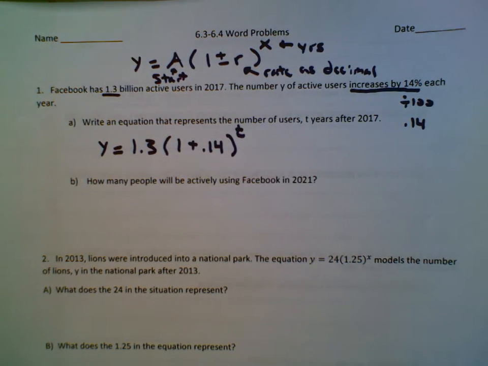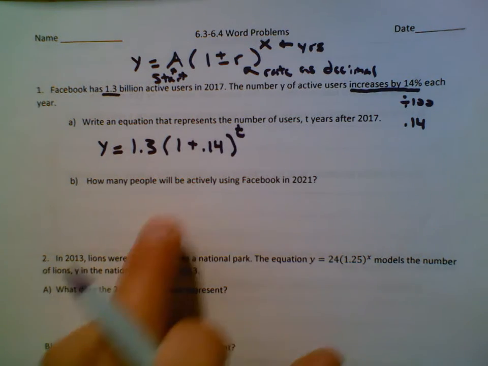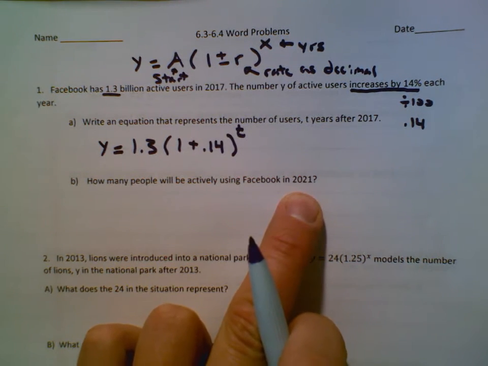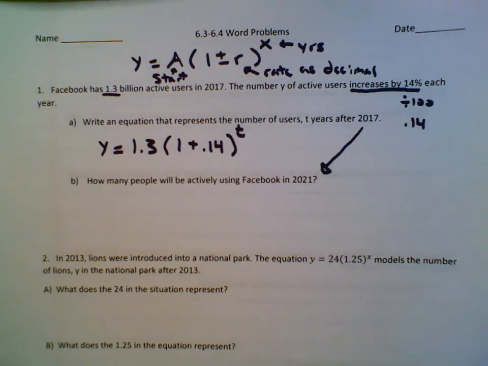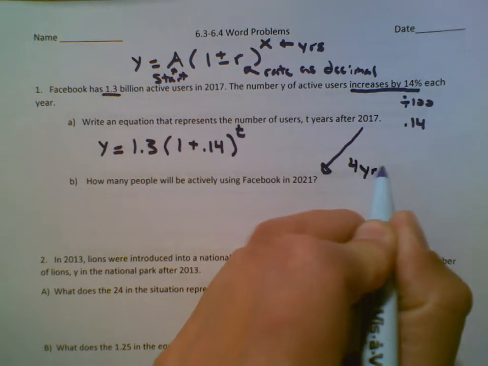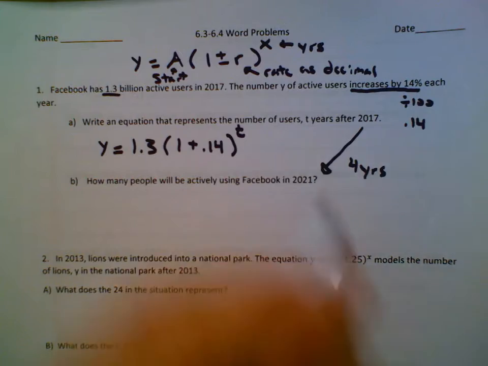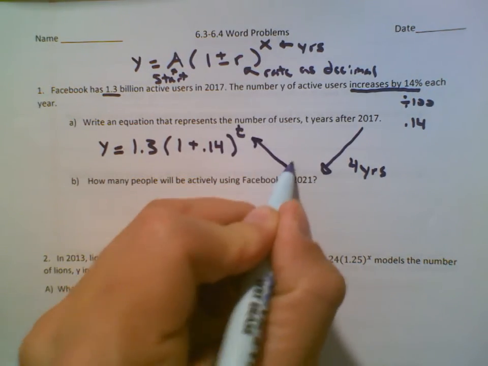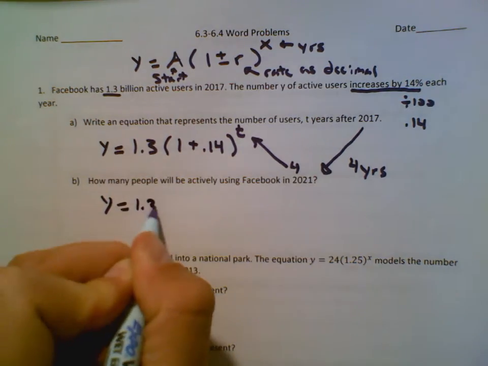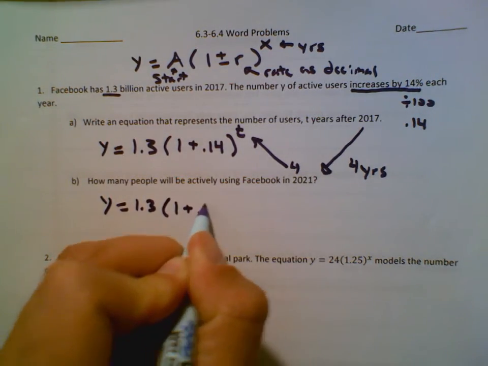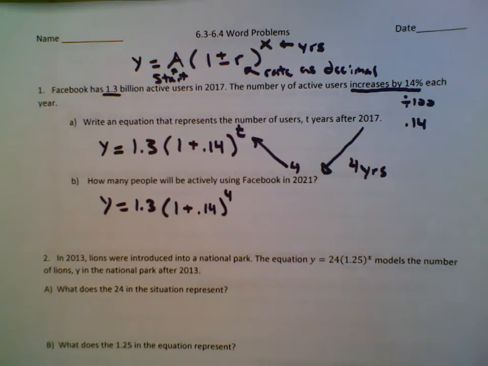Part B then says how many people will be actively using Facebook in 2021. Well, I just need to ask myself how many years have passed since 2017 and 2021, and the answer to that is 4 years. So I just plug in a 4 for my equation. So I'm going to get y equals 1.3 times 1 plus 0.14 to the fourth power.